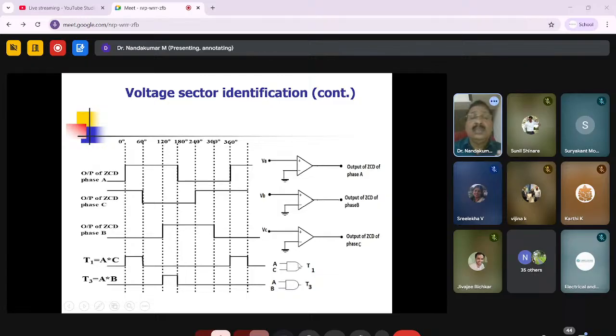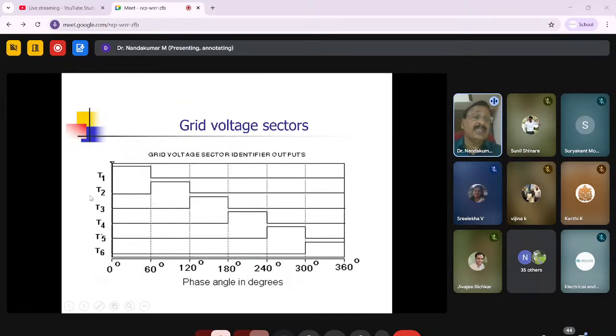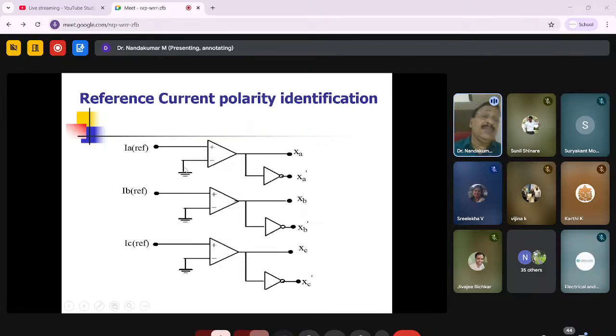Therefore, we are using the different Boolean logics to identify the voltage sector. That is the first thing we have to do. The second thing is we have to identify the different sectors like T1, T2, T3, T4, T5, T6. Like that, different sectors can be identified. The second one is that the reference current polarity is to be identified.